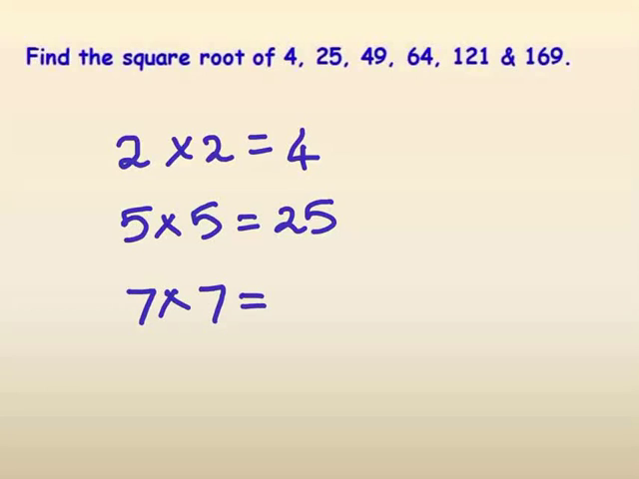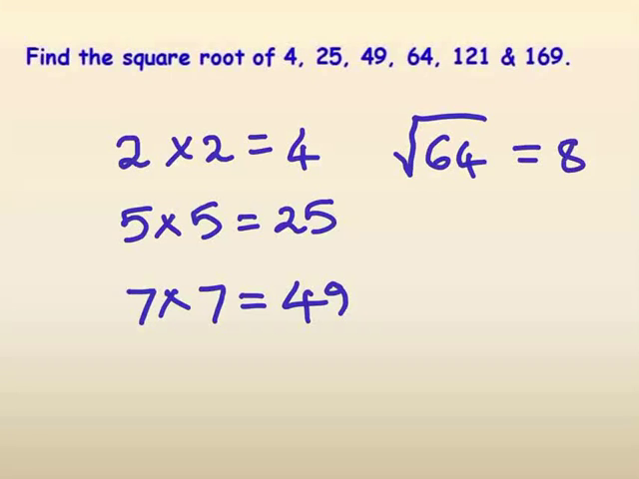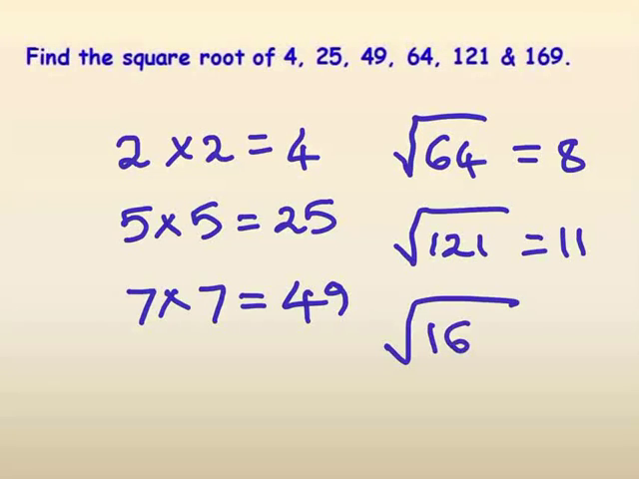7 times 7 is 49. Hence, the square root of 49 is 7. Similarly, the square root of 64 is 8. Square root of 121 is 11. Square root of 169 is 13.